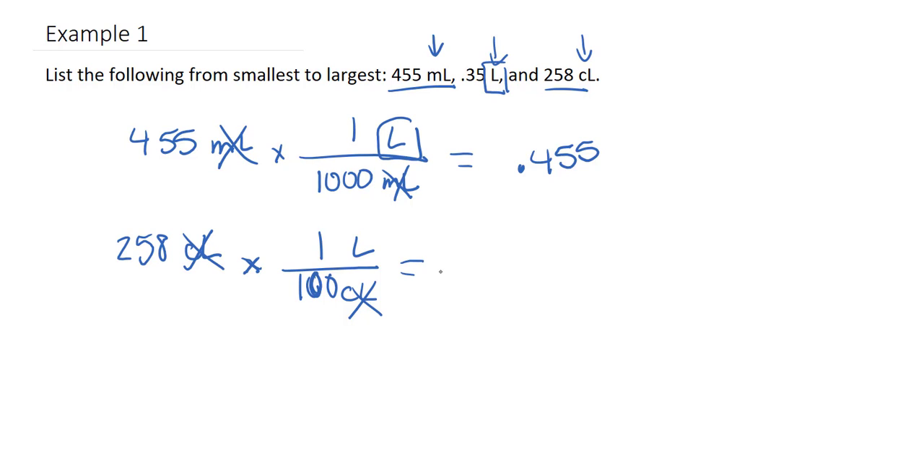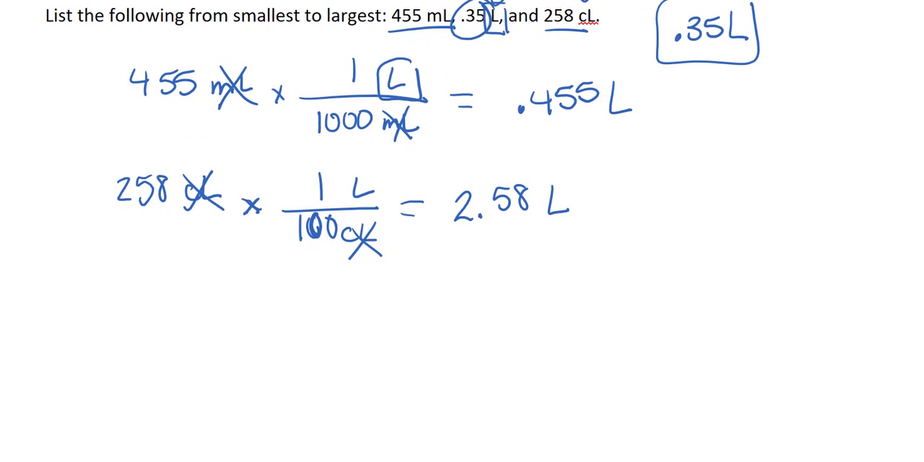So now we've set it up. We can either move the decimal or do the multiplication, but we end up with 2.58 liters. Again, this is also liters. And what's the other unit that we have? We have 0.35, and that's liters. So let's think about what's the smallest unit. This would actually be our smallest unit. So we put the 0.35 liter as our smallest.